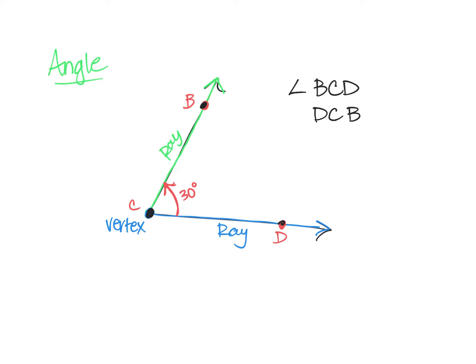This is the angle symbol. So this little mark here, that means angle. You could also name it, if there's no other angle drawn on this picture, you could also name that angle C. All right, so that's kind of what an angle is.